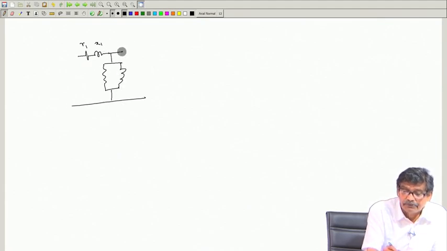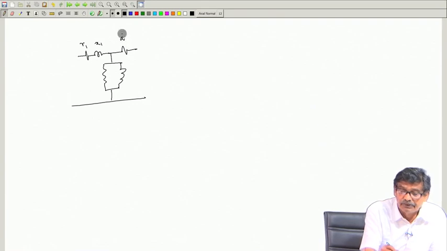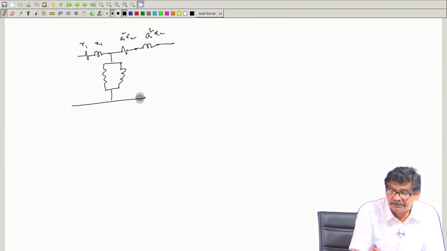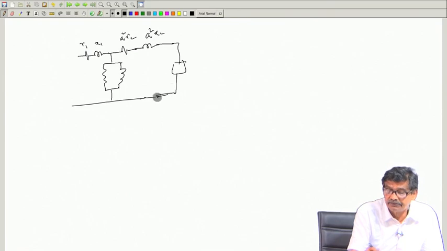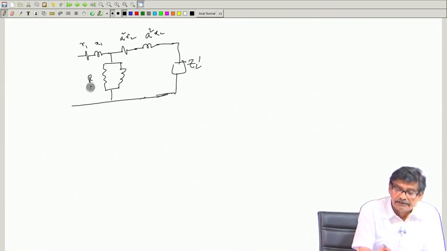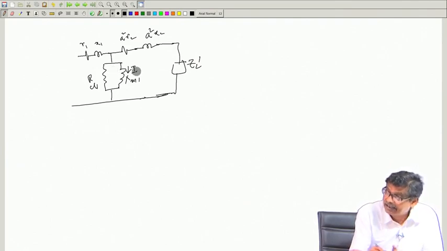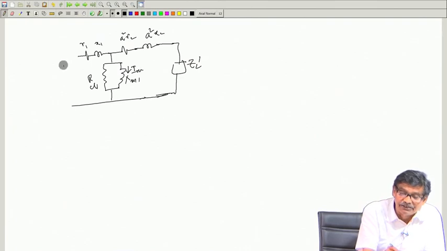Suppose I refer to side 1, I am drawing this as R2 dash, this is X2 dash. This is the equivalent circuit, and here is your reflected impedance Z2 dash, and this is Rc1 and Xm1. Magnetizing current decides B max, and this voltage will decide what is the value of Im in the exact equivalent circuit. Here is your V1.